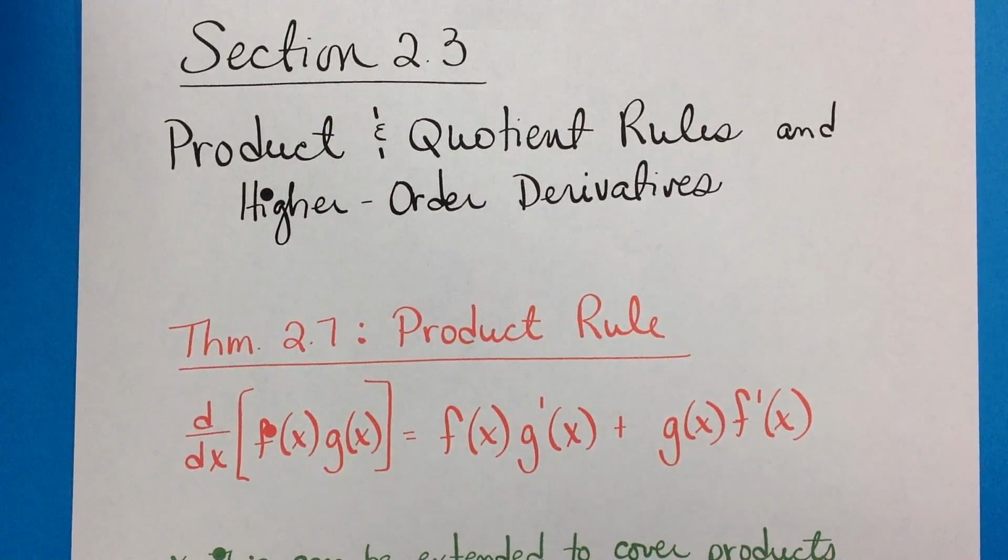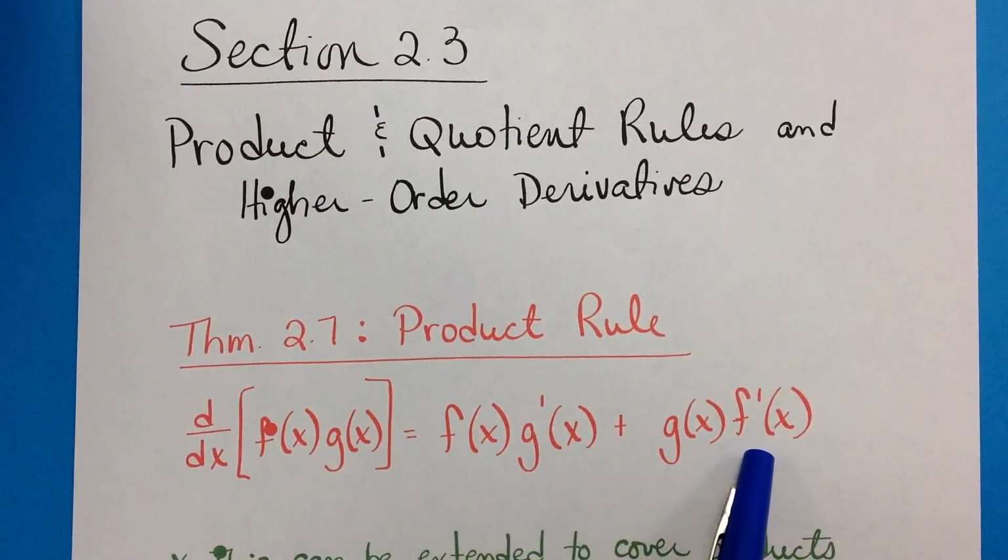Okay, in this section, we're going to be looking at some other rules for finding derivatives that you'll have to use. So we're looking at what's called the product rule and the quotient rule, and then again in a minute we'll look at what's called higher order derivatives. So we're looking at the product rule first.